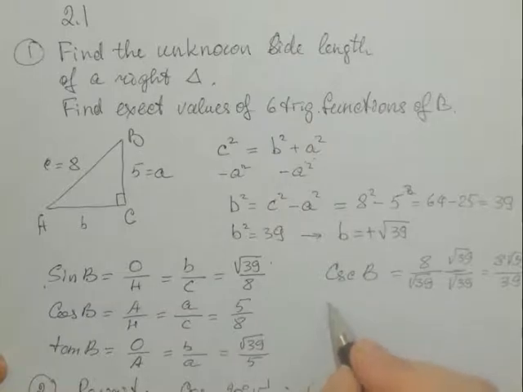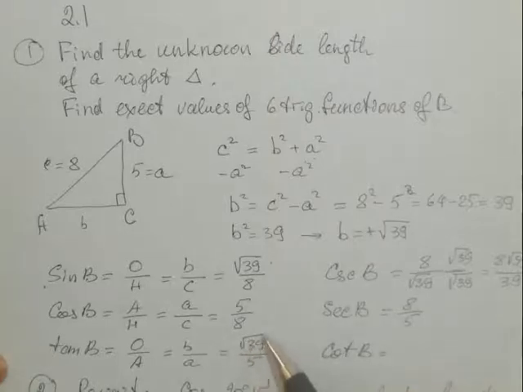Reciprocal of cosine is secant B, the reciprocal of 5/8 will be 8/5, and the reciprocal of tangent is cotangent B. So tangent is square root of 39 over 5, then cotangent will be equal to 5 over square root of 39, and again we have a square root in the denominator, so we want to rationalize it. We multiply by square root of 39 in numerator and denominator and get 5 square root of 39 divided by 39.